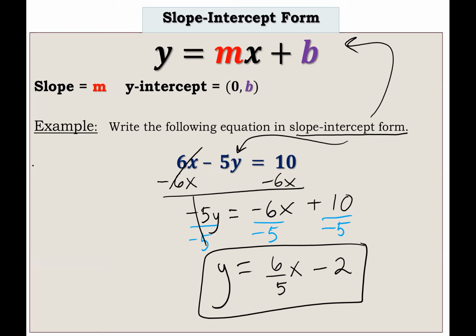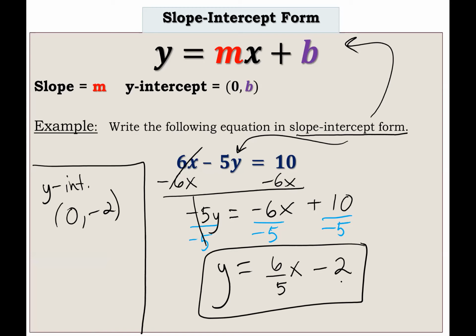So here's what this now tells us. We now know our y-intercept is the point 0, negative 2, and that's coming from this b value over here, y equals mx plus b. It says minus 2, so that means our b is negative. So our y-intercept is 0, negative 2. Our slope is positive 6 over 5. There we go. Okay, so that's m, that's your slope, 6/5, and then your y-intercept is 0, negative 2.